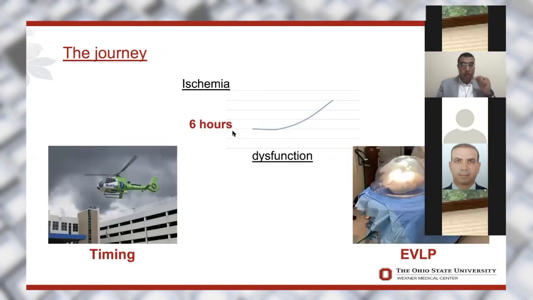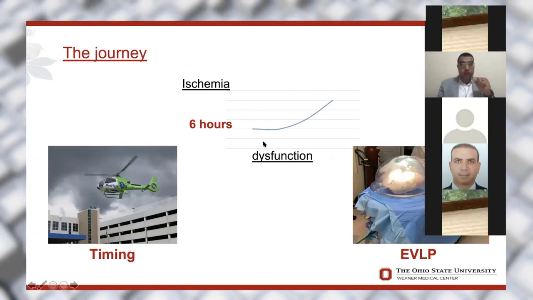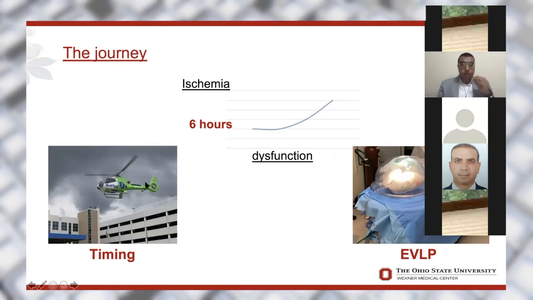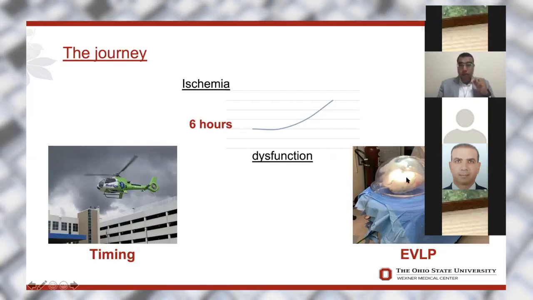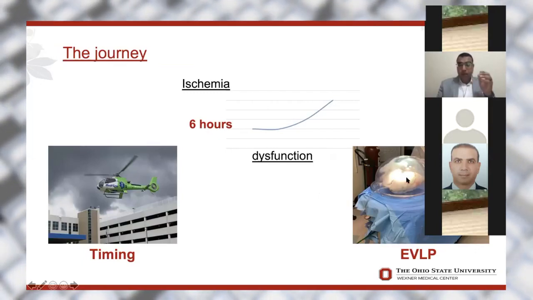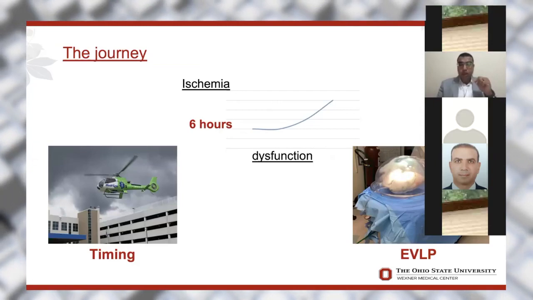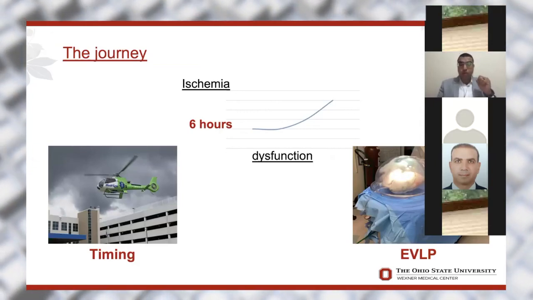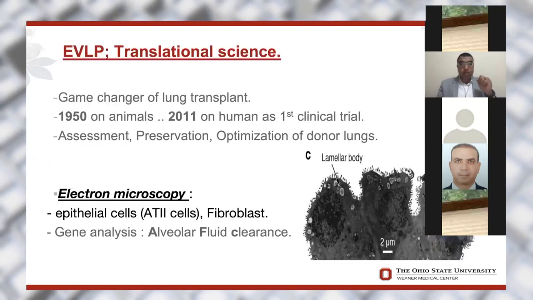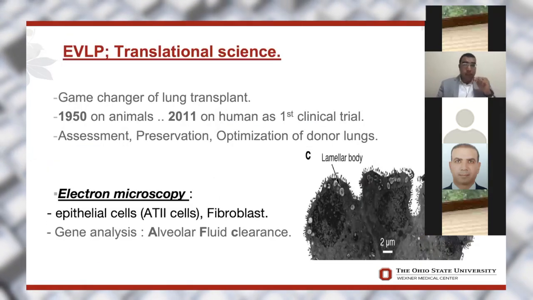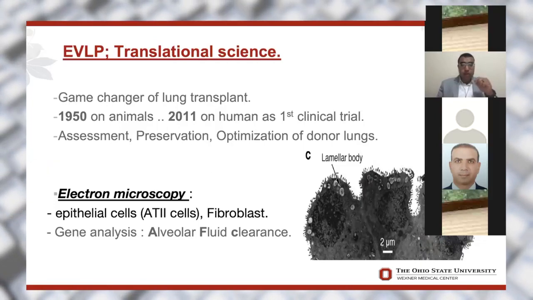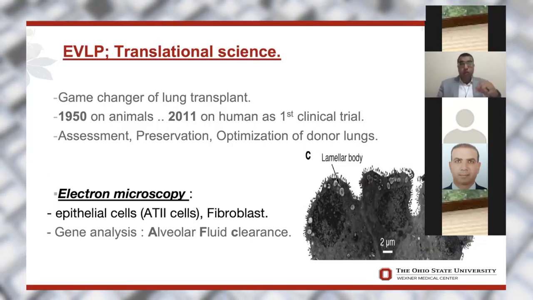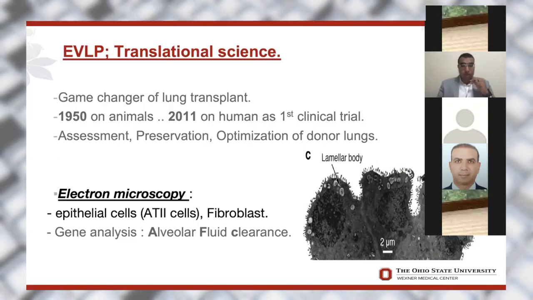When you procure a lung, you have about 6 hours to avoid ischemia-induced dysfunction. So they use a helicopter to transport this organ. And at the hospital, if the lung is marginal or borderline, they take it into the lab to start ex vivo lung perfusion. So what is ex vivo lung perfusion? It's the game changer of lung transplant because, as we said, you can transplant a smoker's lung. So more and more lungs became available.